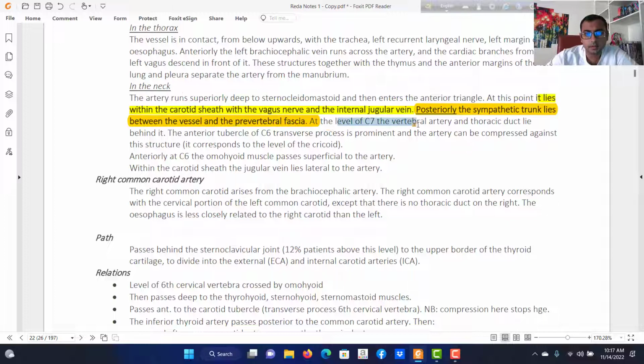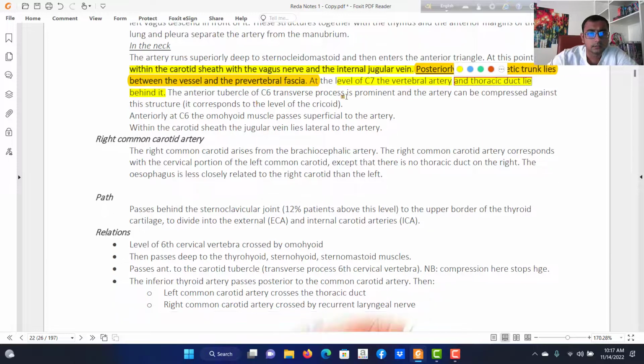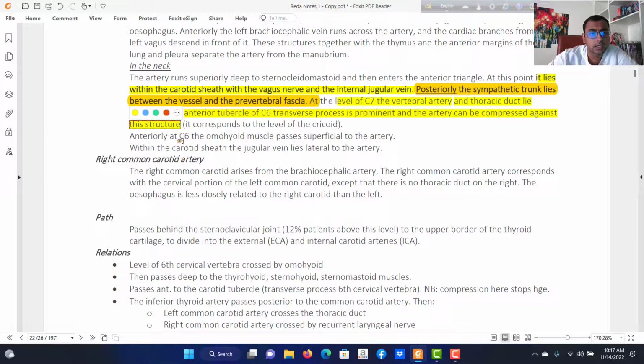At the level of C7, the vertebral artery and the thoracic duct lie behind it. And the anterior tubercle of the C6 transverse process is prominent, and the artery can be compressed against this structure. Anteriorly at C6, the omohyoid muscle passes superior to the artery.